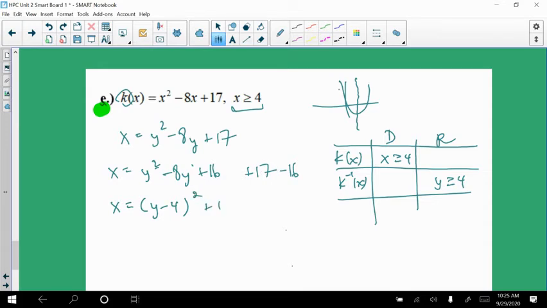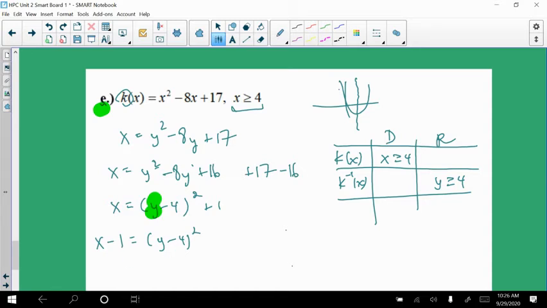Okay, so now I can actually solve this equation for y, right? Here's the y, get y by itself. So I'm going to move the 1 over. So it's going to become x minus 1 equals quantity y minus 4 squared. And do you see how nice that was, completing the square? That allows me to square root both sides to get that y by itself.